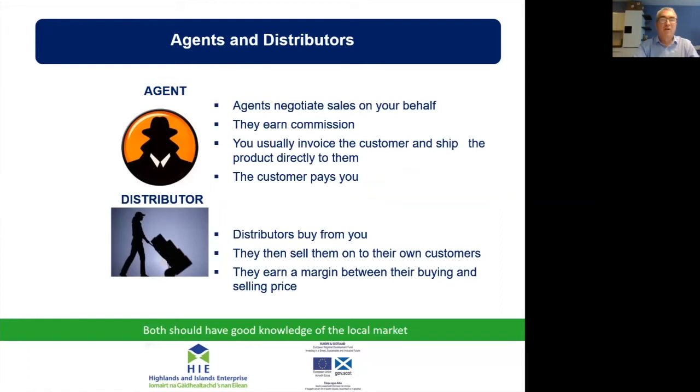The distributor, on the other hand, buys from you, and they then sell the products on to their own customers. They earn a margin between the price they buy and the price they sell to their customers. So you don't have the same direct relationship with any of the distributor's customers. Both the agents and distributors should have good knowledge of the local market.